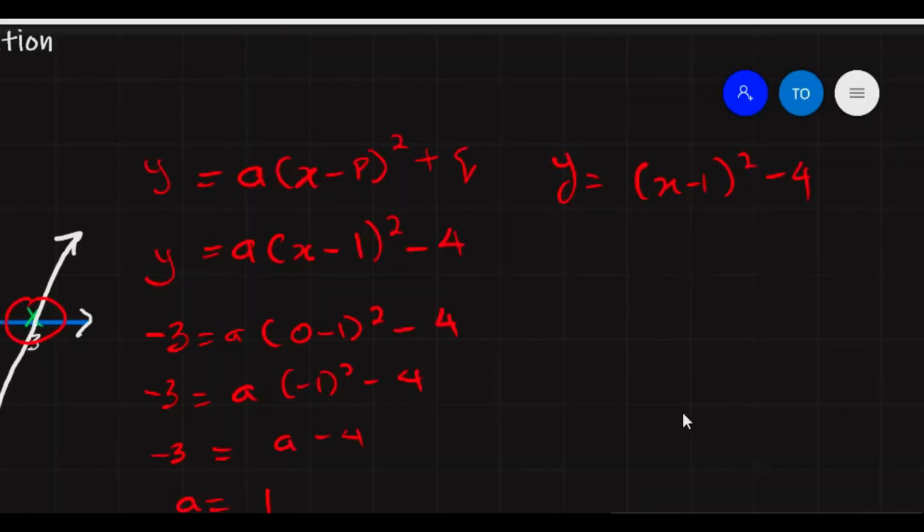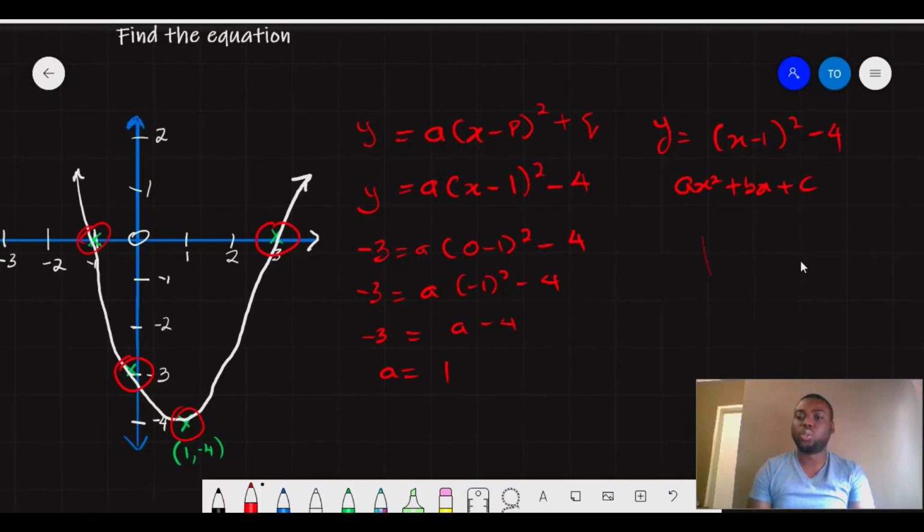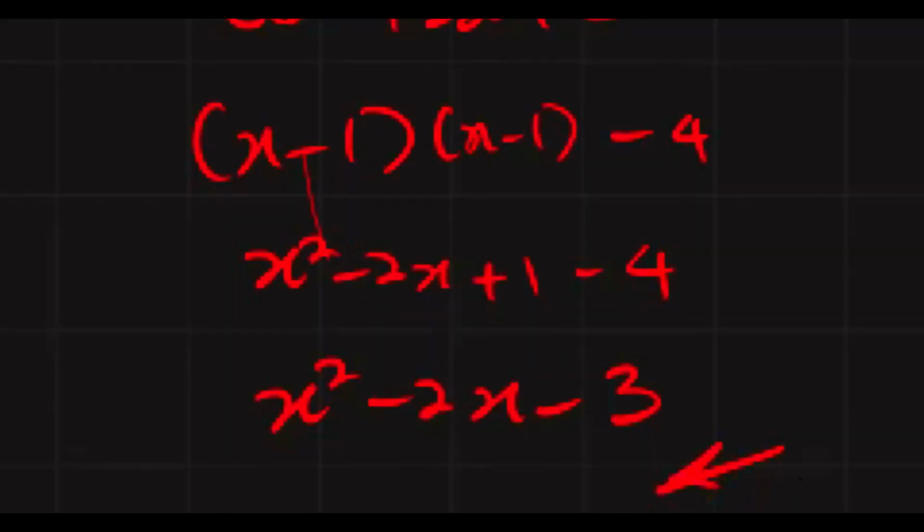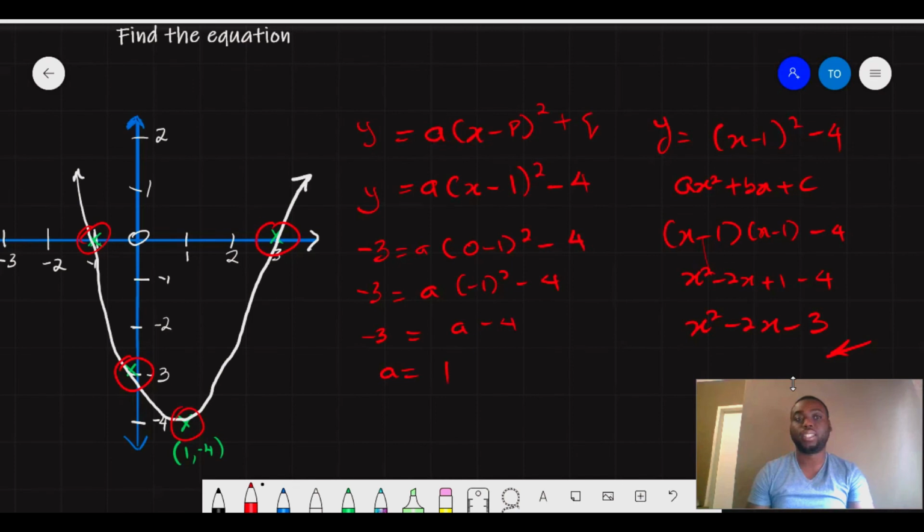I could leave my answer like this and I'll be absolutely right. But you could get questions in which they want you to leave it in the standard format. So to change my turning point form to my standard format, all I need to do is expand, open out the brackets. And as you can see, this will be my final answer, right? And this is how we can find the equation using the turning point format.